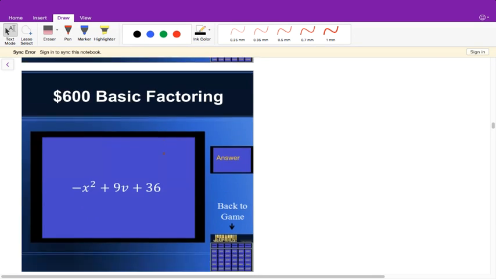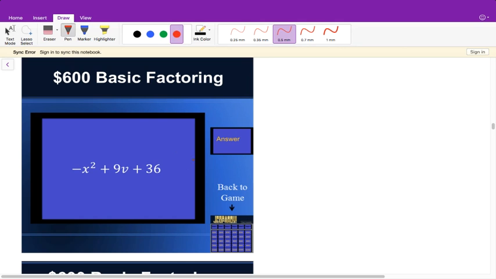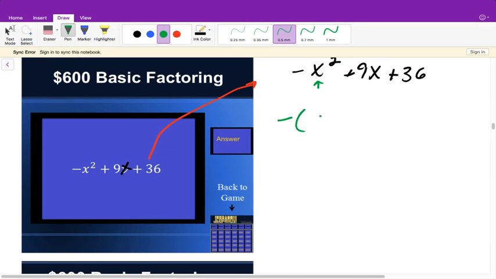And then the last one I want to go through is this, because this is one that a lot of people got wrong on the quiz. But when we have -x squared plus 9x plus 36, one of the things that we need to make sure is that our first term is positive, so we should have factored out a negative first, and that would have changed all of these signs. And now we can go and factor using the x method.